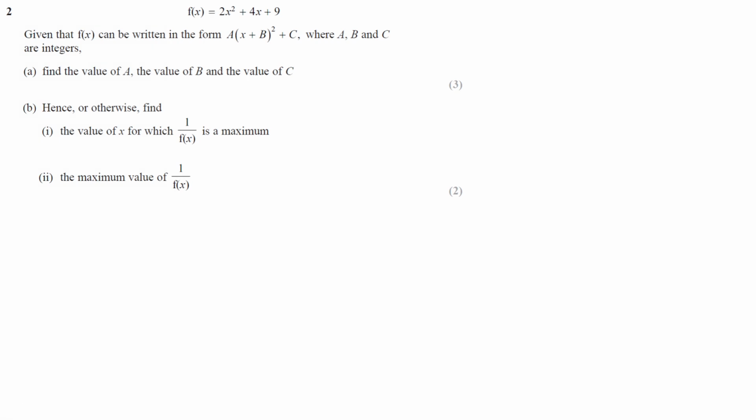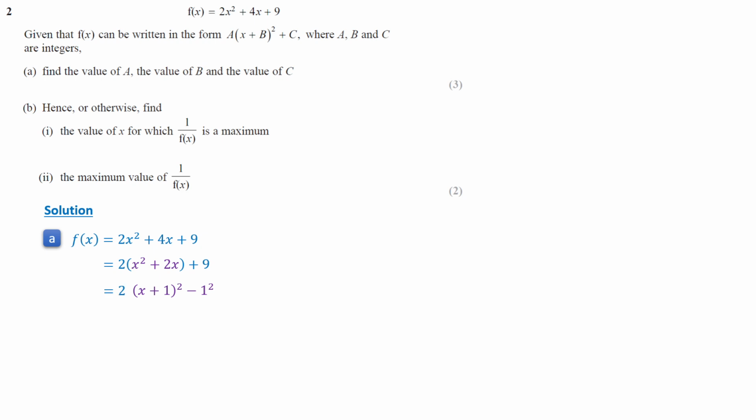In this question, we start with the expression f of x equals 2x squared plus 4x plus 9. We factor out 2 from the first two terms to get 2 times x squared plus 2x, plus 9. Now, we focus on simplifying the expression inside the bracket, x squared plus 2x. We recognize this as part of a perfect square. We can rewrite it as x plus 1 squared minus 1 squared.